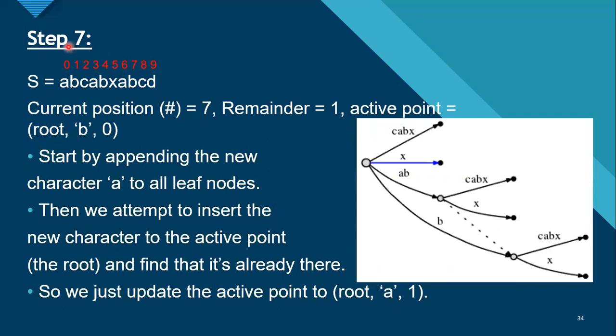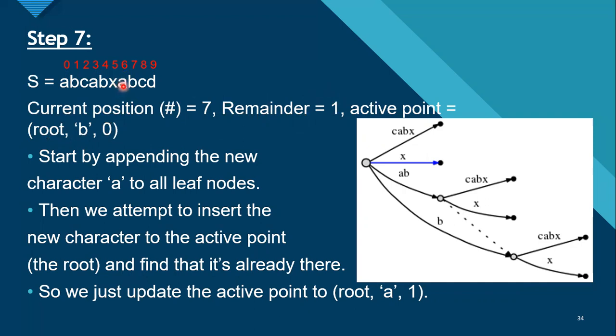Moving to step 7, our current position is 7. Our remainder that was 0 in the previous step is incremented since we just started a new step, so it became 1. And the active point is root B0.